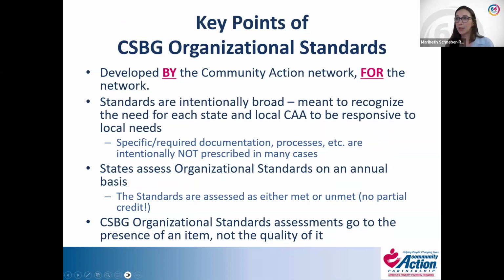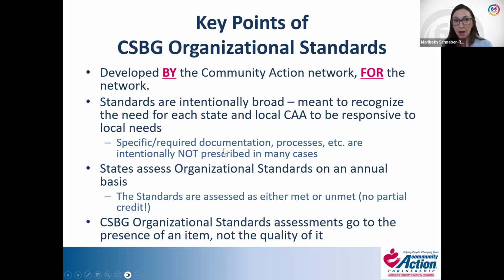All right, so here are a few points for you about the org standards in general. We talked about how they were developed by the network, for the Community Action Network. They're meant to ensure that we have a minimum level of capacity or quality in order to be considered a member or eligible for CSBG funding.